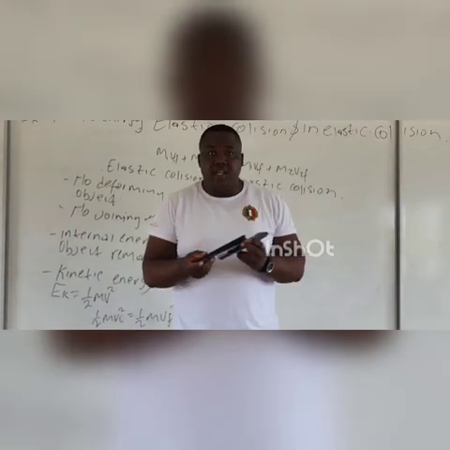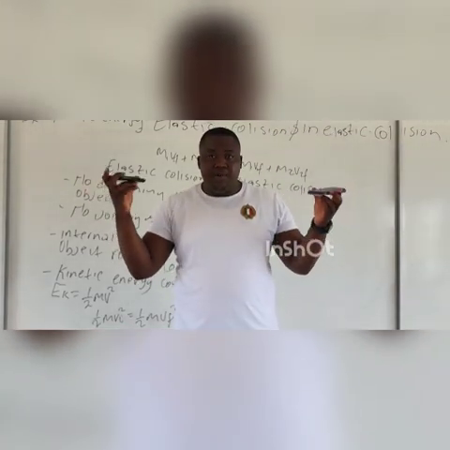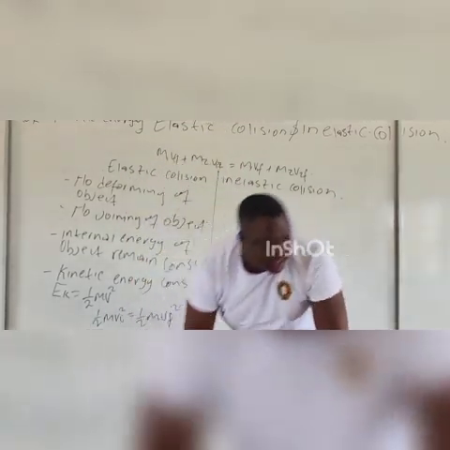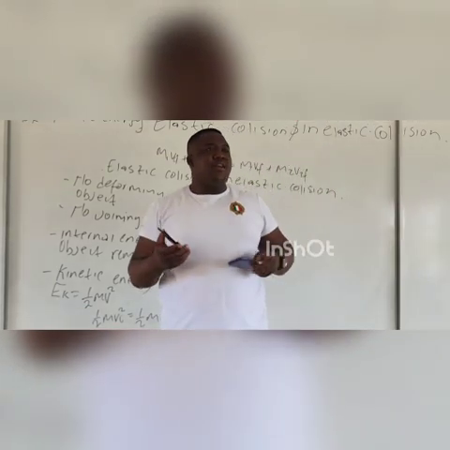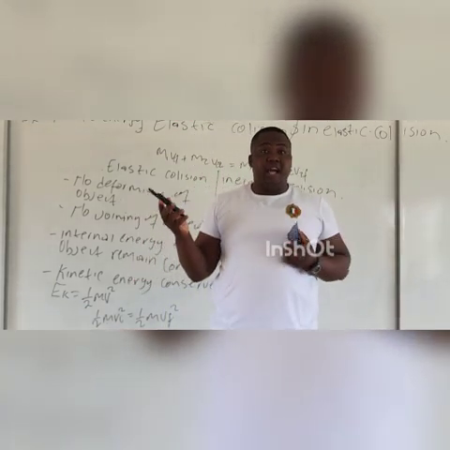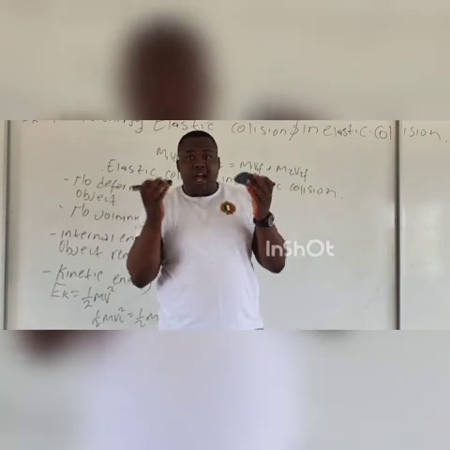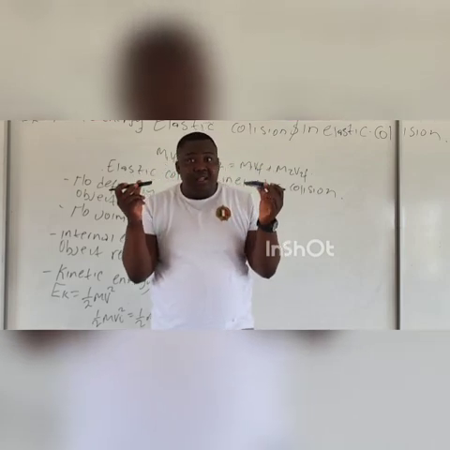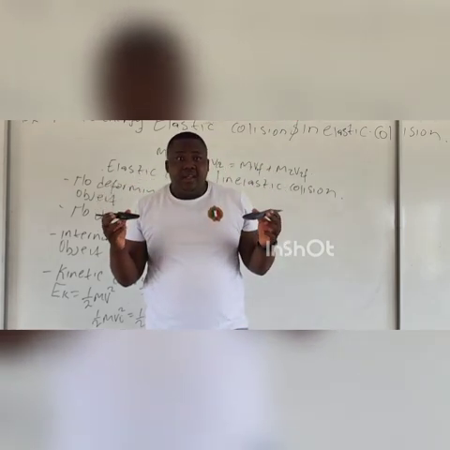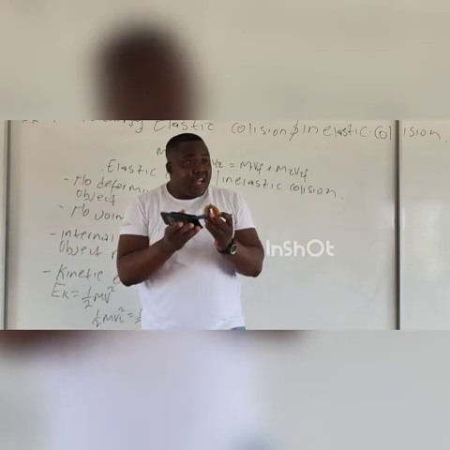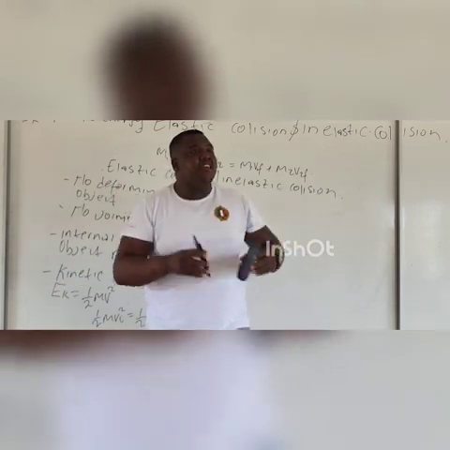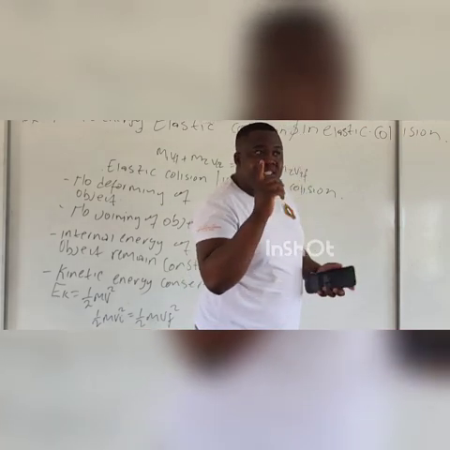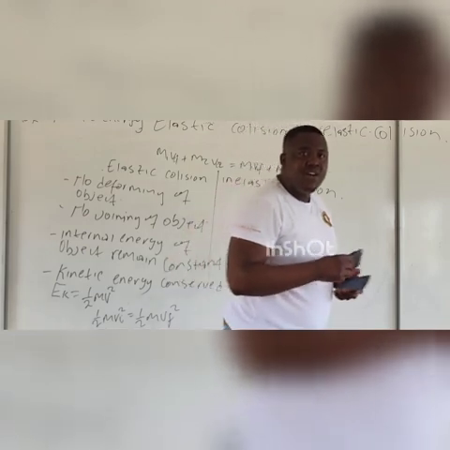What do we mean when we say it remains the same? It means during a collision, this object will be moving at a particular velocity. They collide. Look at it. They are moving at a particular velocity, right? When they collide, what will happen? The kinetic energy before they collide is equal to the kinetic energy after they've collided. When we say something is conserved, it means initial is equal to final.